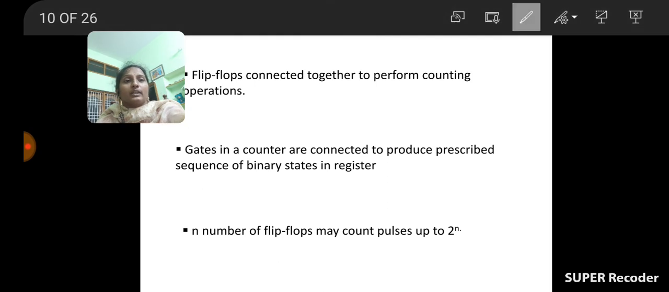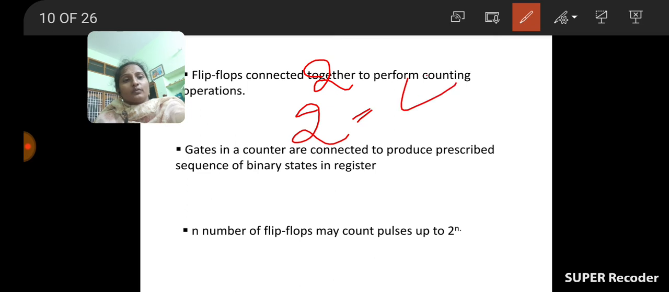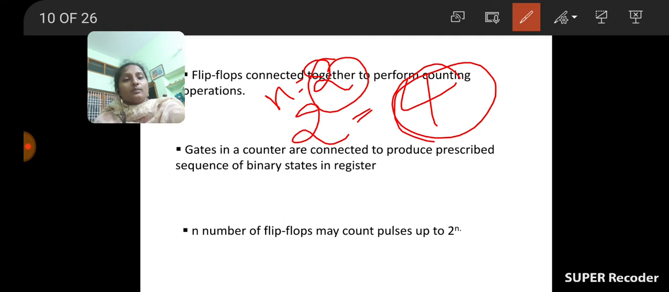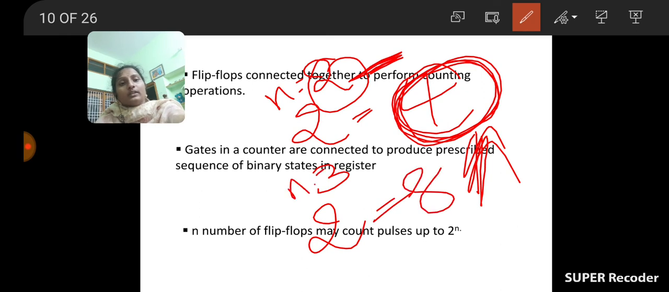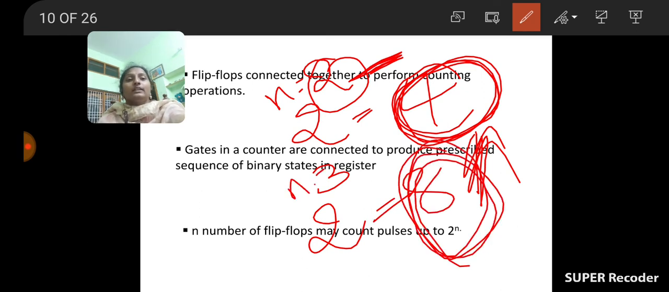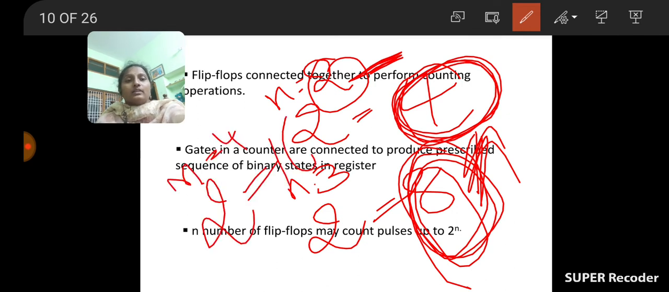I would like to give one example. For example, take 2 to the power of 2, meaning n is equal to 2. How many inputs is it able to count? 4 pulses. So to count 4 pulses, how many flip-flops are required here? 2. In this way, if n is equal to 3, then there is a possibility of counting 8 clock pulses. If n is equal to 4, then the circuit is able to count 16 pulses.